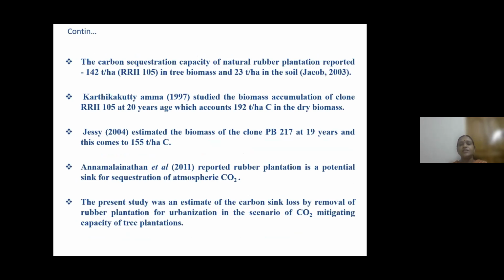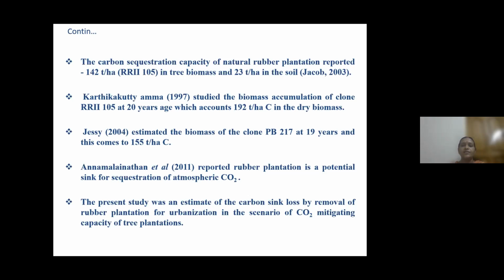The carbon sequestration capacity of natural rubber plantation reported is 142 ton per hectare, for a popular clone, RRII 105. Actually, a clone is a variety that is produced by the breeding process. The carbon in tree biomass is 142 ton per hectare, and there is 23 ton per hectare in the soil.